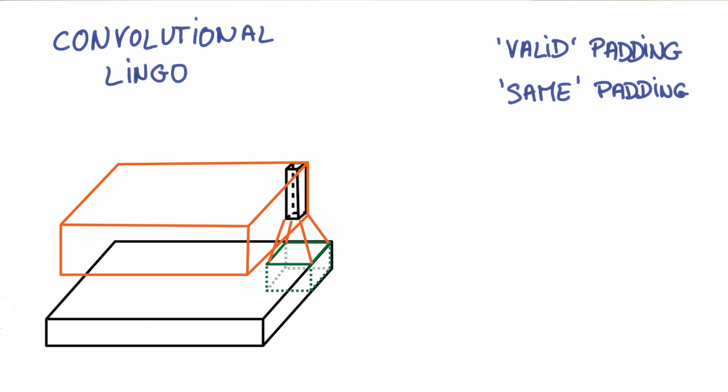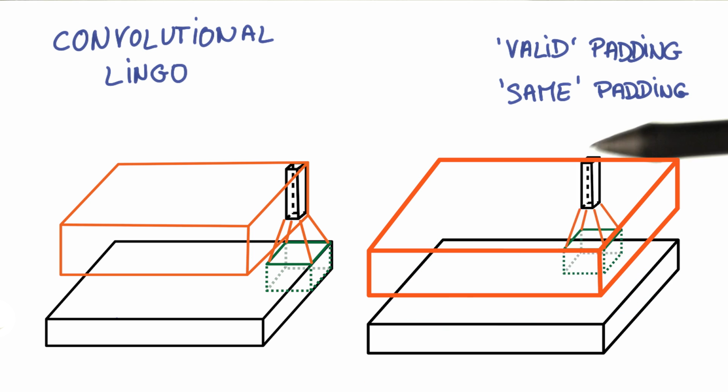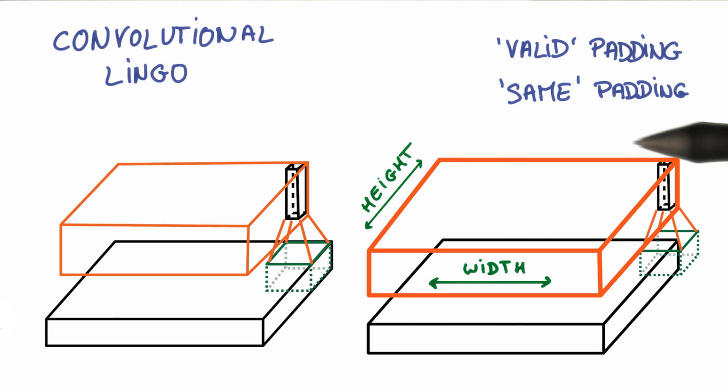Either you don't go past the edge, and it's often called valid padding as a shortcut, or you go off the edge and pad with zeros, in such a way that the output map size is exactly the same size as the input map. That is often called same padding as a shortcut.